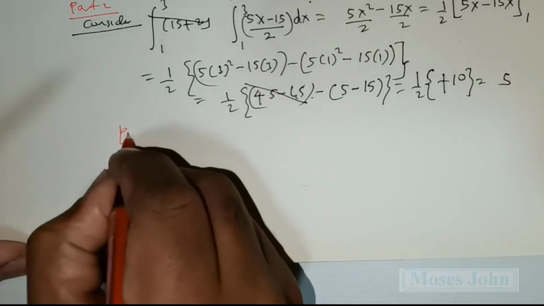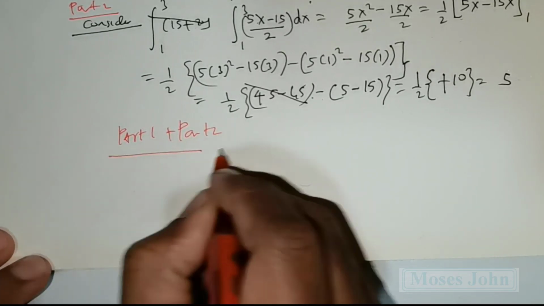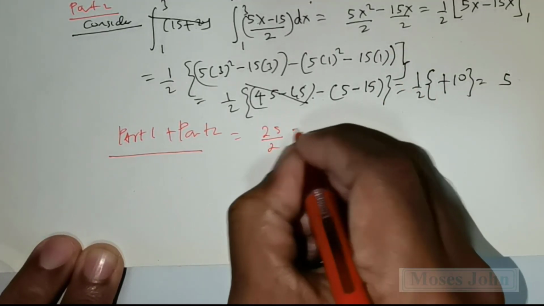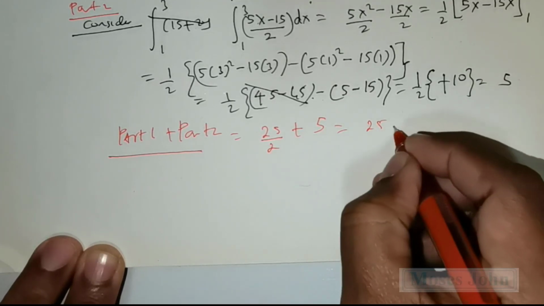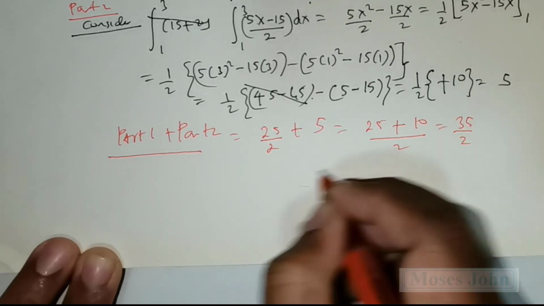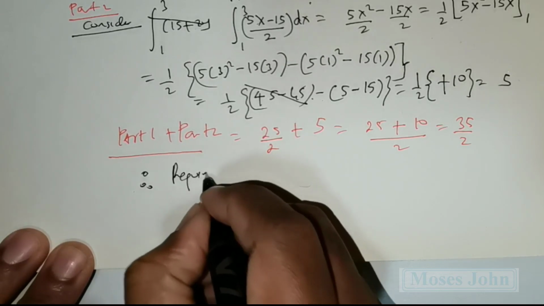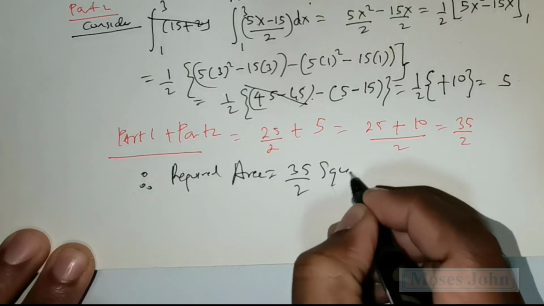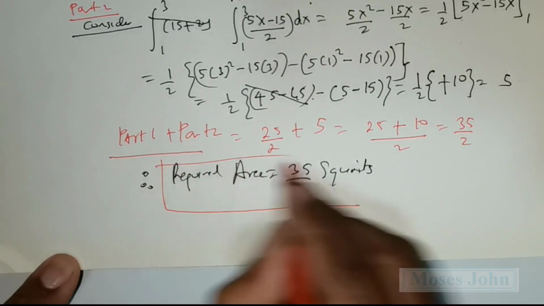Now part 1 added to part 2: part 1 is 25 over 2 plus 5. Taking the LCM as 2, this will become (25 + 10) divided by 2, which is 35 divided by 2. So therefore the required area is 35 divided by 2 square units. You need to write that. So this is the final answer to the question.